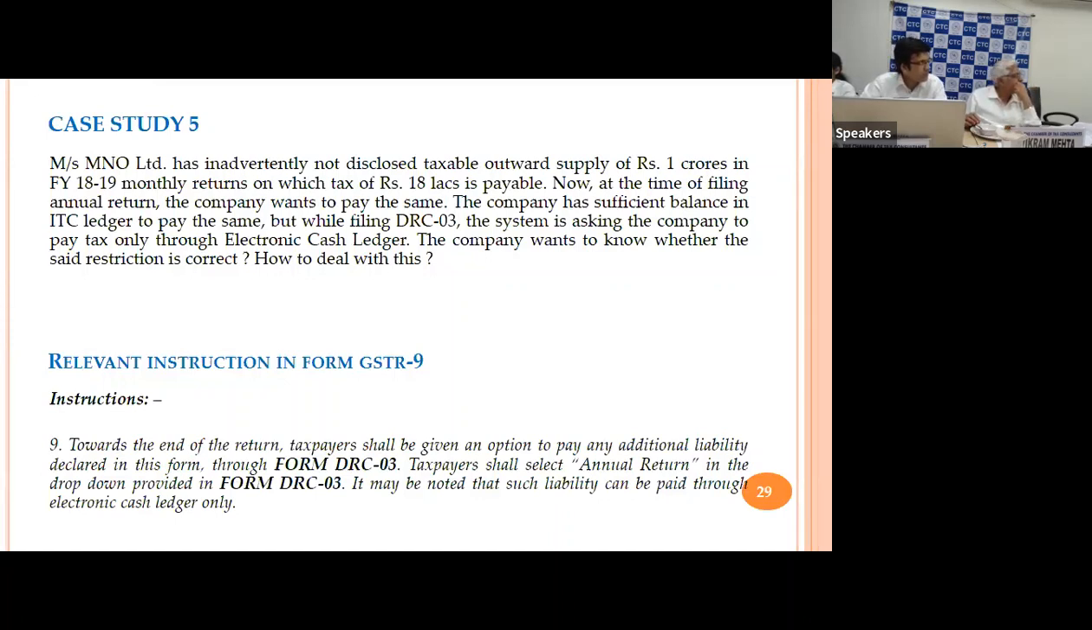So unless it is an additional liability on account of RCM, I would believe that there is no restriction. Merely because of this instruction, there is no restriction in the law to say that you cannot use electronic credit ledger. So unless it is an RCM additional liability, you can use your credit ledger. Right.